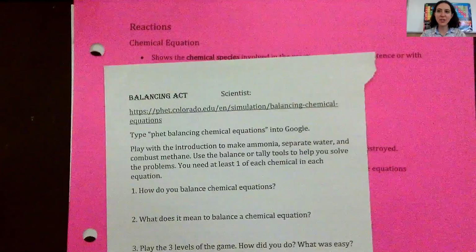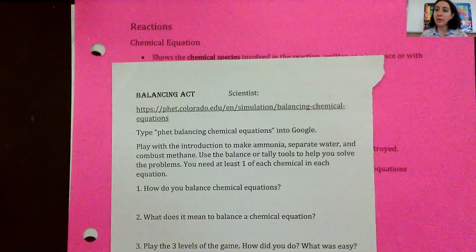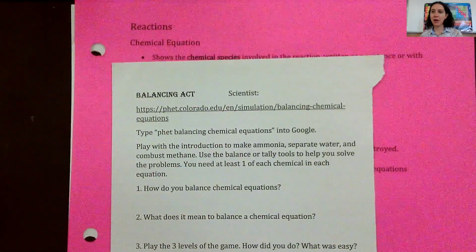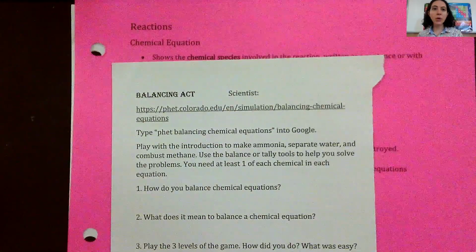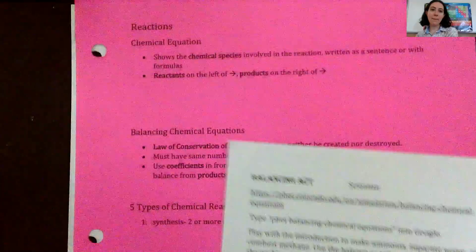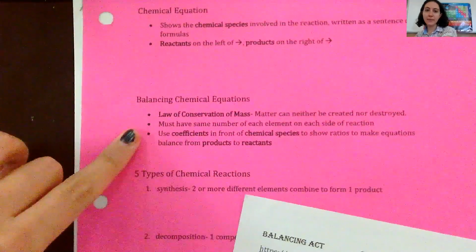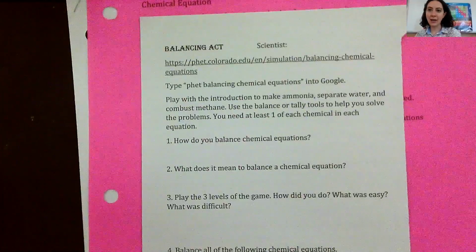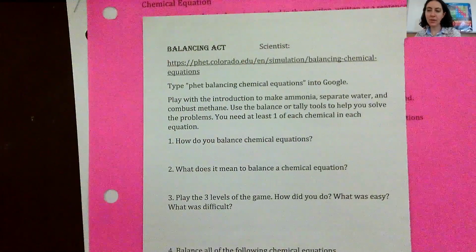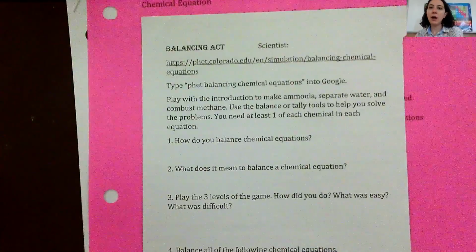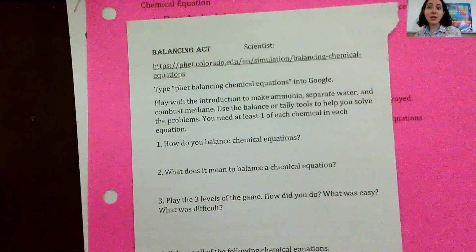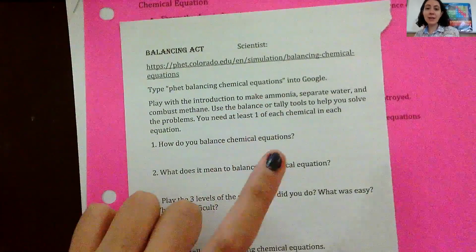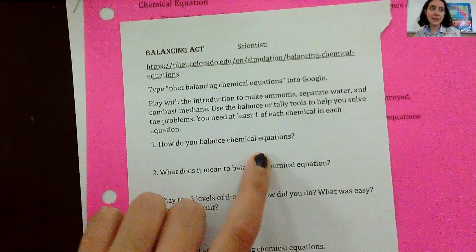All right, chemistry students. This is our next part of our reactions unit, and this is the second part of the notes. We're going to talk today all about balancing chemical equations. Now, you should have already done the balancing act lab. This was a lab simulation. It's online. If you haven't done this yet, do this first. This is going to guide you through the whole process.